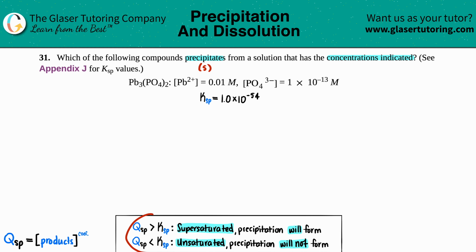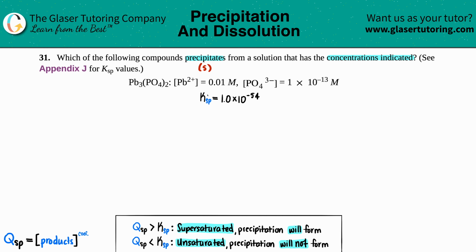Now, here is the knowledge that we have to remember for the test or quiz, or specifically this question. If your Qsp is greater than your Ksp, you went over your limit of dissolving. You're a supersaturated solution, and there will be a precipitate. Precipitation will form. You will form a solid. But if you haven't reached that threshold and the Qsp is less than the Ksp, you're unsaturated and no solid or no precipitate will form.